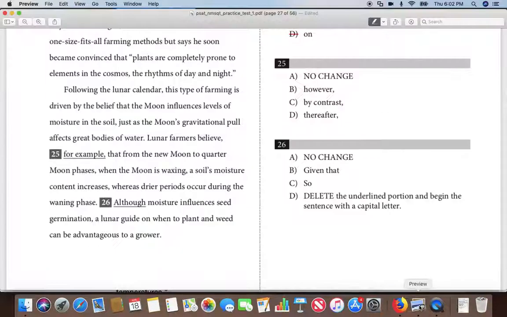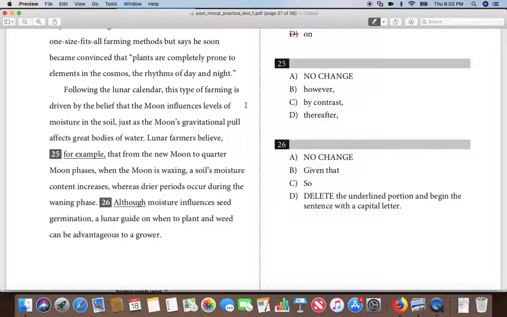So we're going to start with reading the sentence before the one with the transition word. That would be the first sentence in the question, right here, following the lunar calendar. Then we're going to read the second sentence, the one with the transition word, but without the transition word, because we don't want that to influence the way we understand the relationship between the two ideas. And then we'll decide what the relationship is. So let's read those two sentences in order, one after the other, without the transition word.